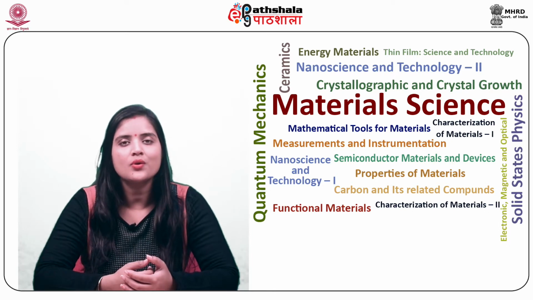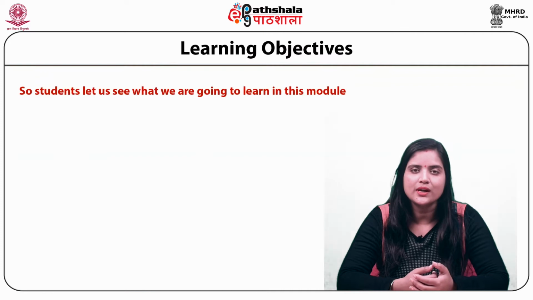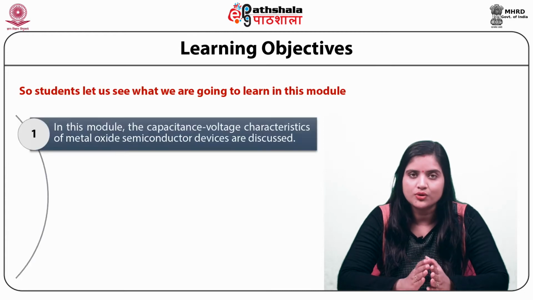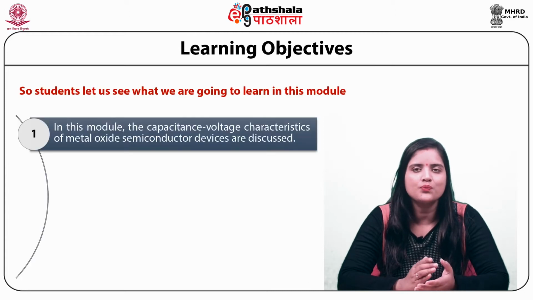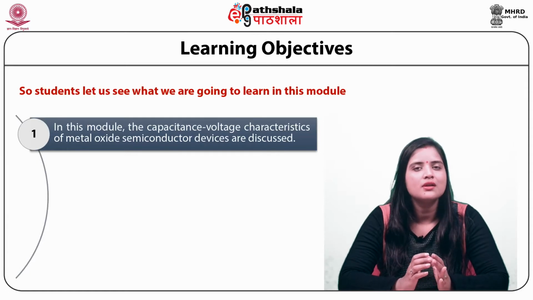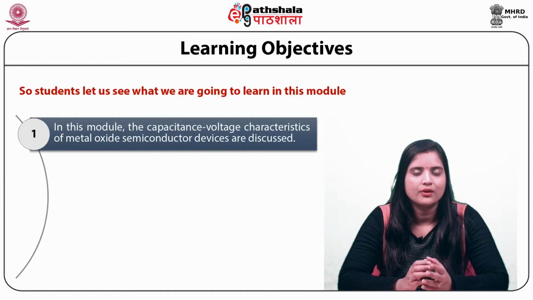Today we are going to discuss the module Capacitance-voltage characteristics from the paper Characterization of Materials 1. So students, let us see what we are going to learn in this module. In this module, the capacitance voltage characteristics of metal oxide semiconductor devices are discussed.